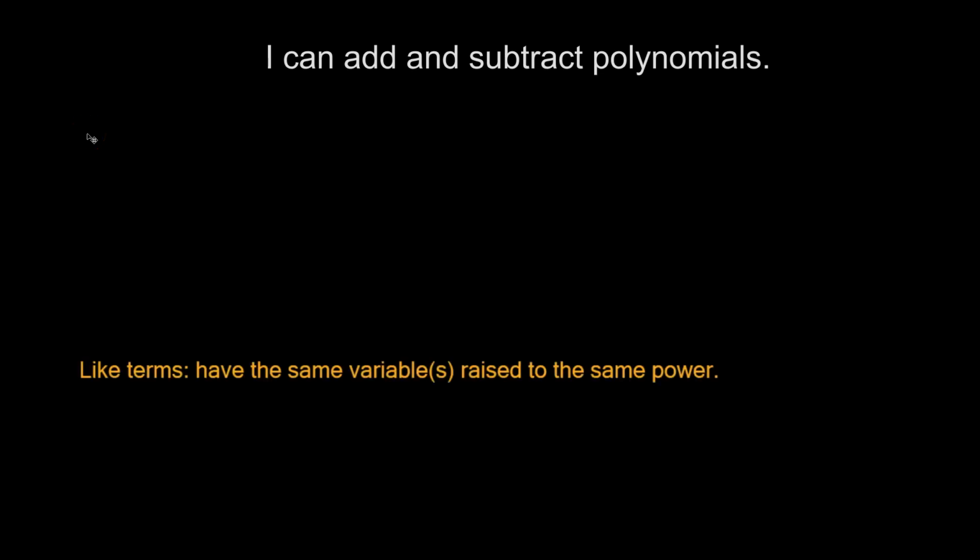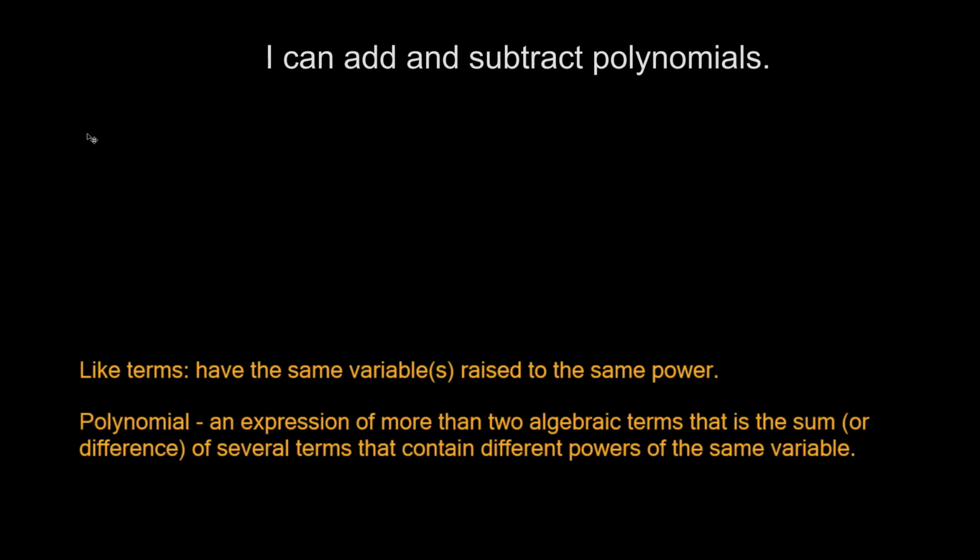And just a quick definition, like terms have the same variables raised to the same power, so they can have more than one variable. So if the variables are the same and they're raised to the same powers, then those two terms are like terms and we can combine them. And a polynomial is an expression of more than two algebraic terms that is a sum or difference of several terms that contain different powers of the same variable. Let's get into our examples now.